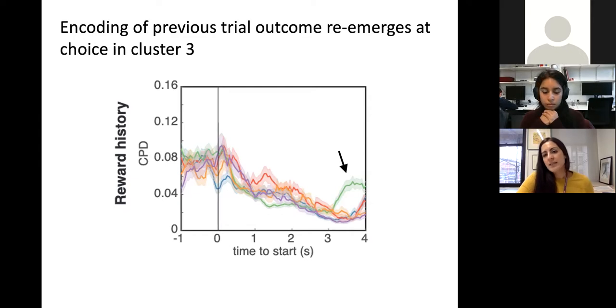Another possibility is that corticostriatal projections are thought to reflect the value of different states in a reinforcement learning framework. And so having neurons that project to the striatum reflect reward history at the same time as it reflects other contextual inputs like reward and choice might allow for richer state representations in the striatum, if that makes sense.